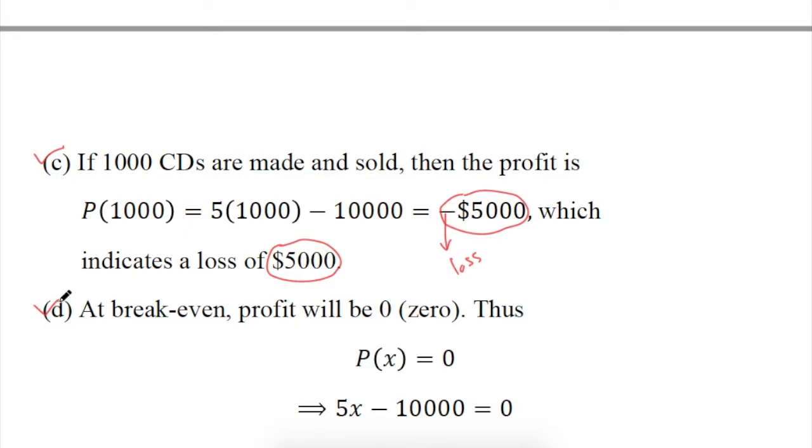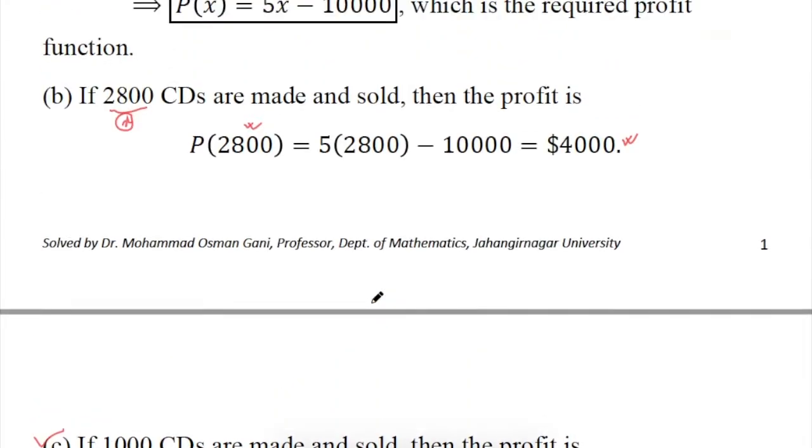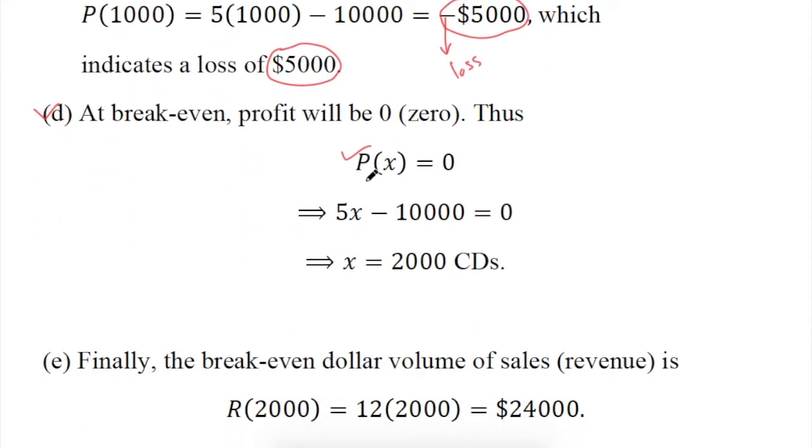And D, it says what is the break-even quantity. We know from our last lecture, part 1, that at the break-even point profit equals 0. So the profit function is equal to 5x minus 10,000. Now we can set P(x), 5x minus 10,000, equal to 0, which gives us x equals 2000 CDs. It means the break-even quantity is 2000.